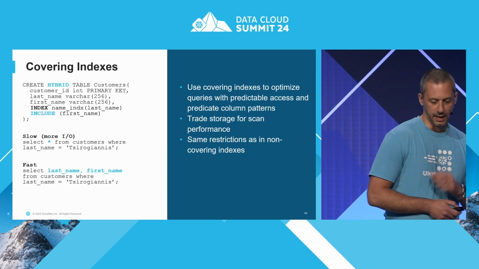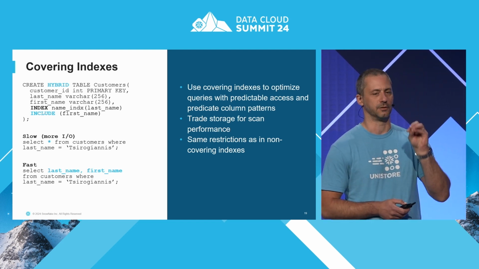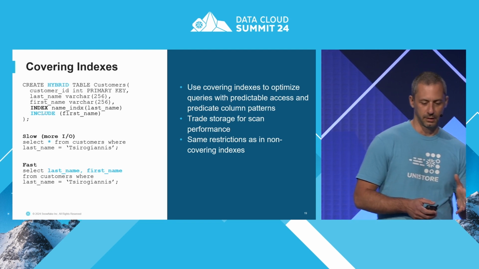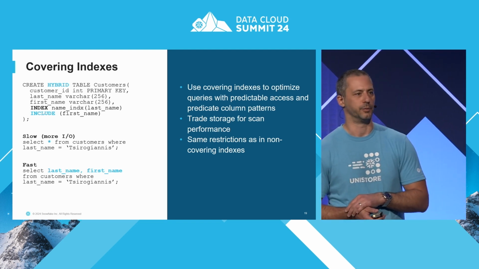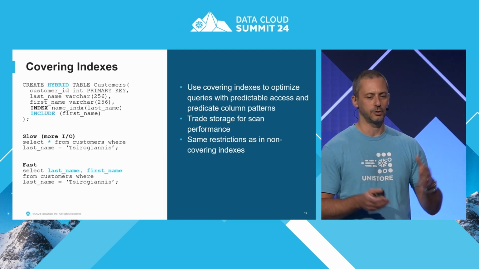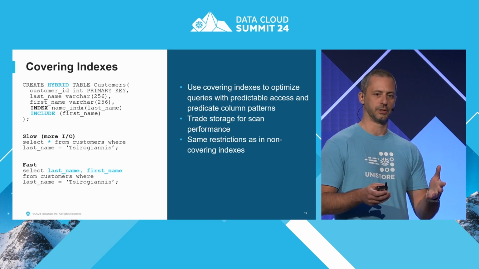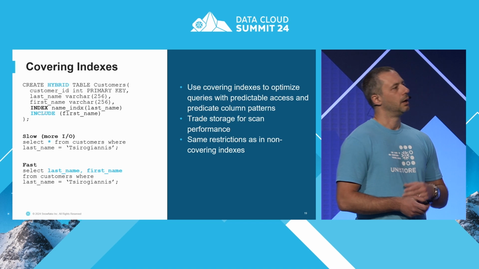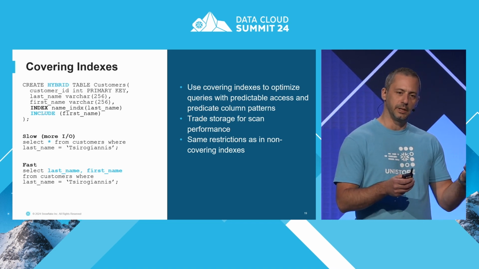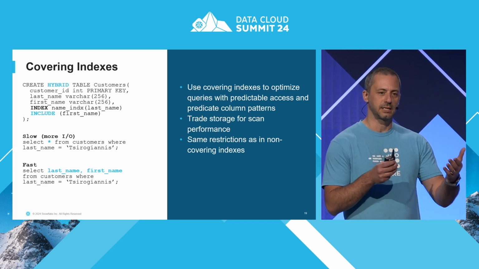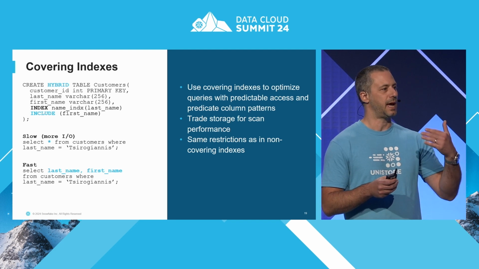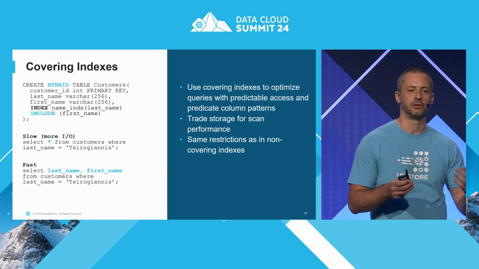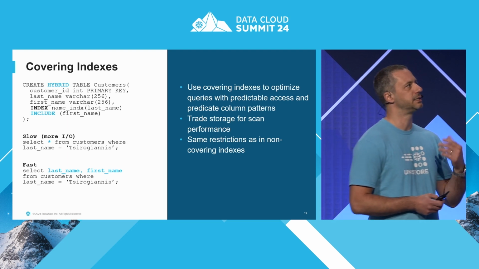Lastly, an important tool for improving the performance of hybrid tables is covering indices. Covering indices, it's also a popular feature in Postgres and MySQL, allows you to specify additional columns to be stored as part of the index. That allows certain queries with specific access and predicate patterns to be executed significantly faster compared to using a traditional non-covering index. Let's see an example here.